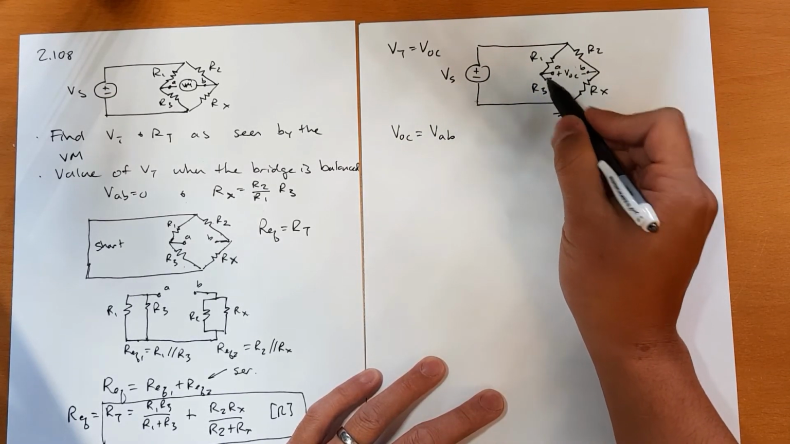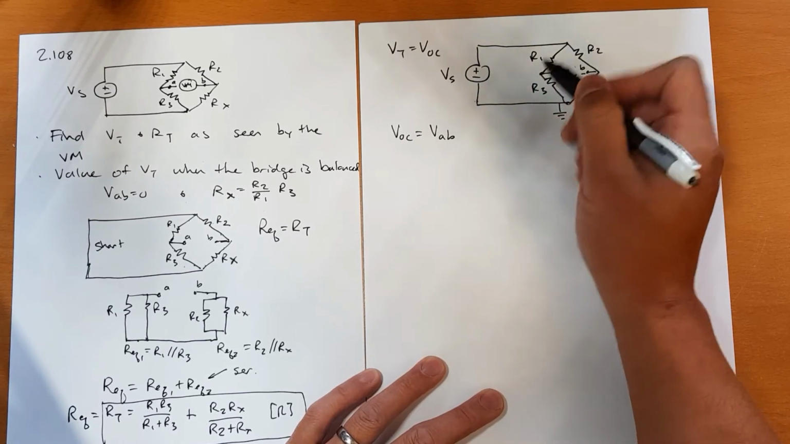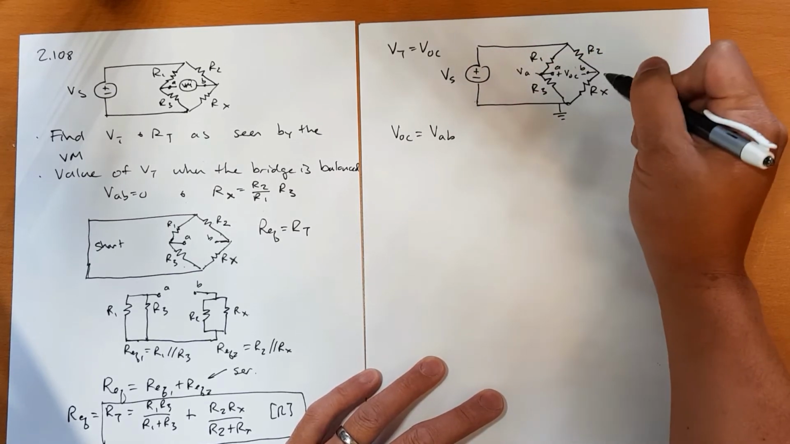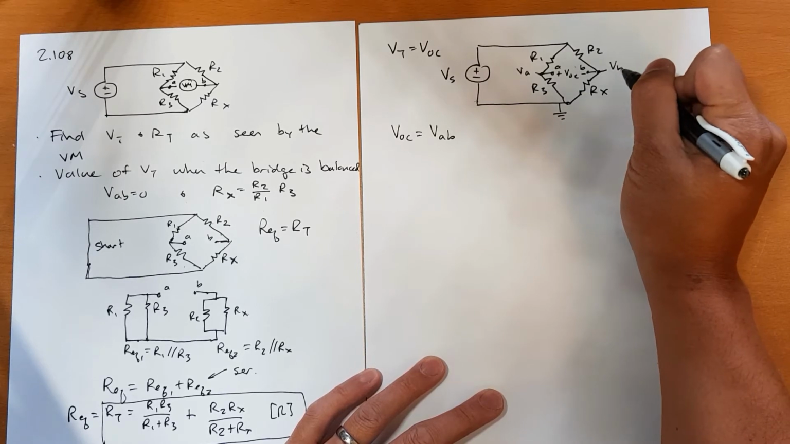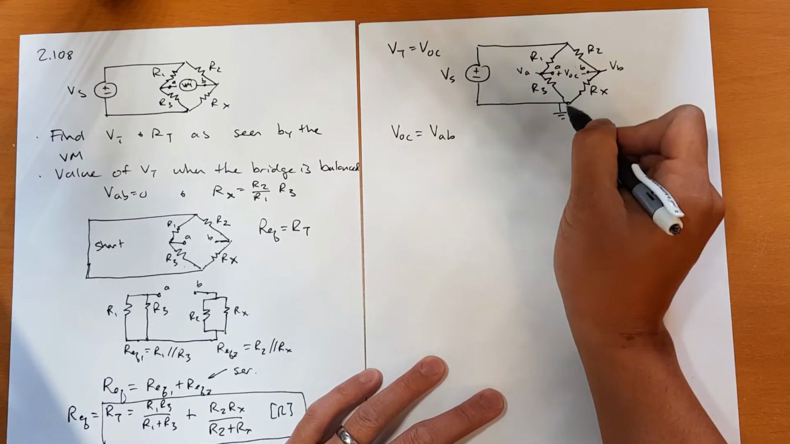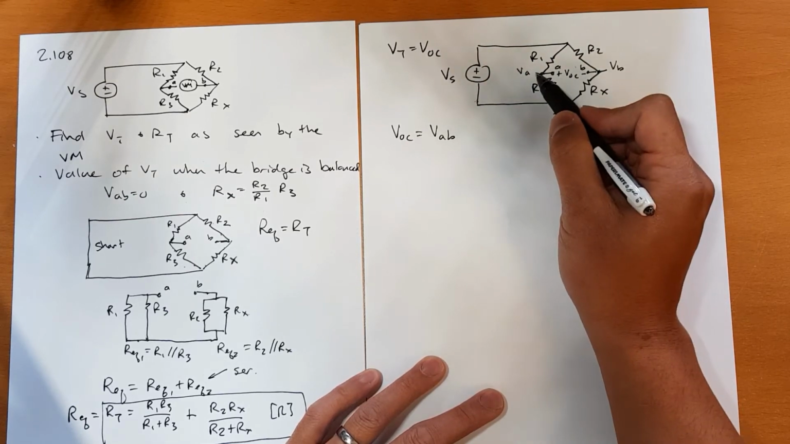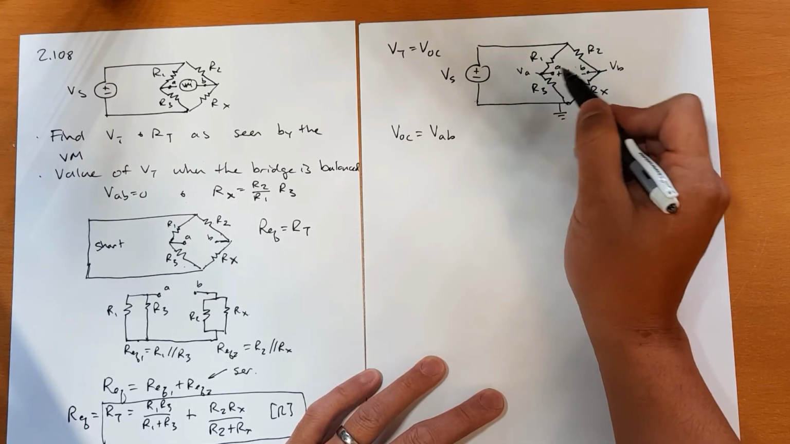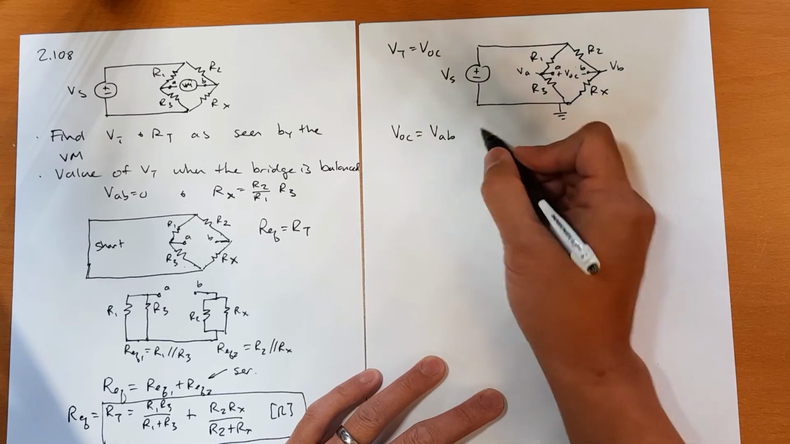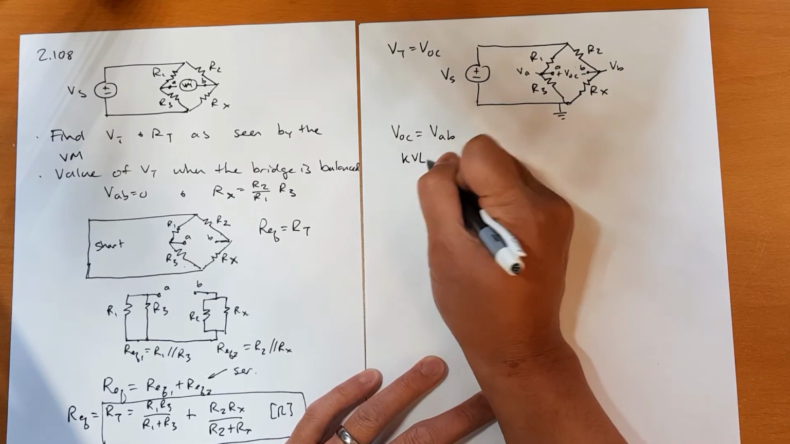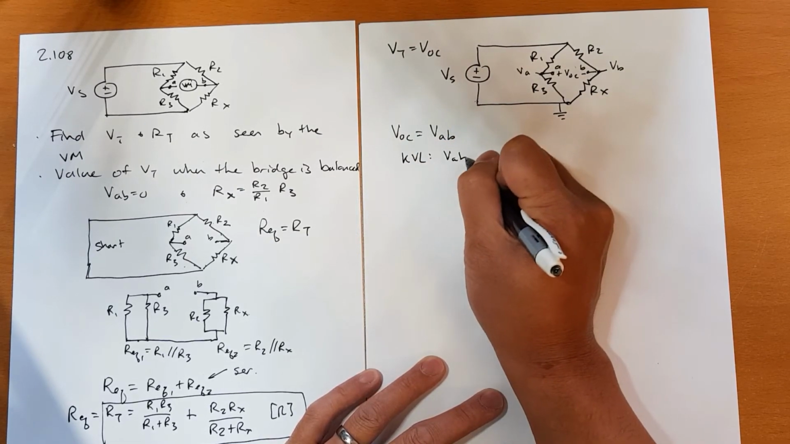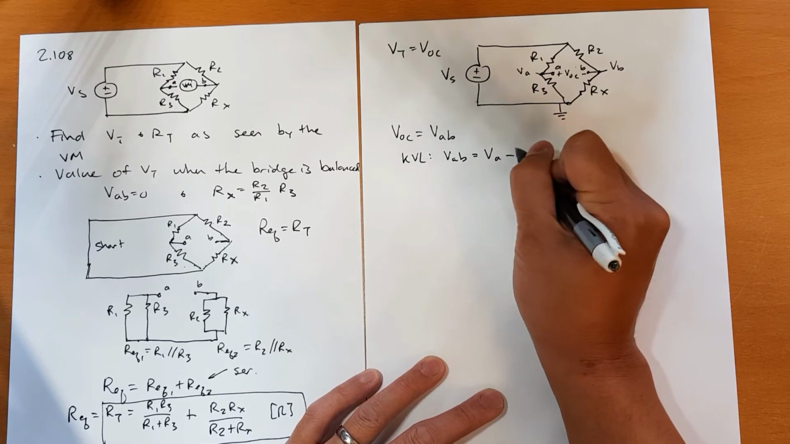If we want to define VA, which is the node here, and the node VB, we could use a voltage divider scheme. And once we find VA and VB, we could use a KVL and get VAB. So if we write that down, KVL, VAB equals VA minus VB.